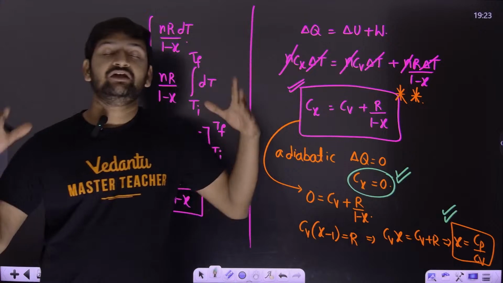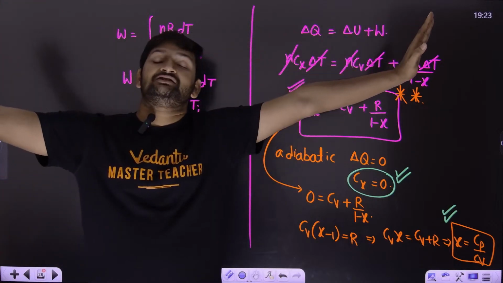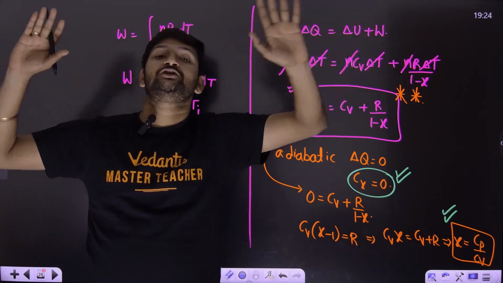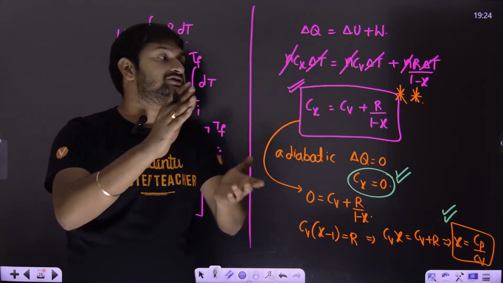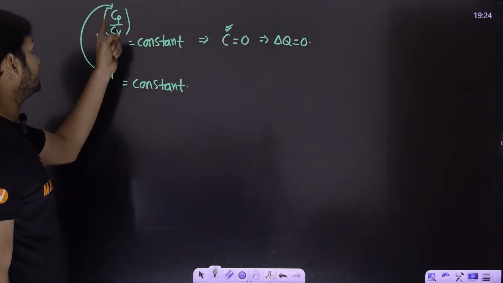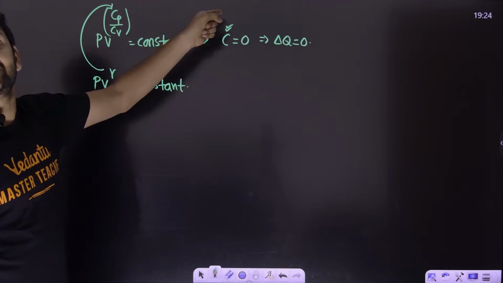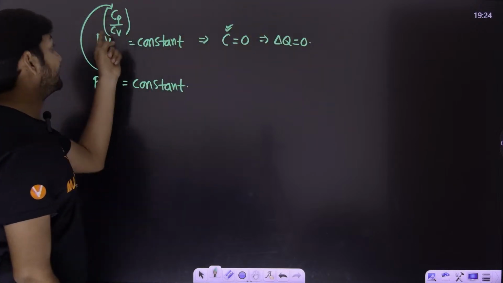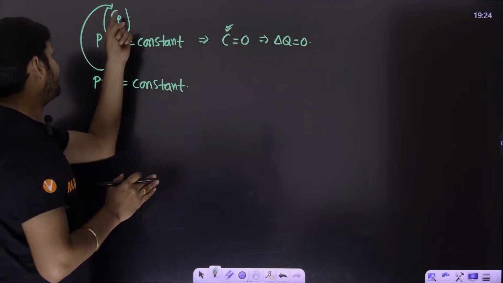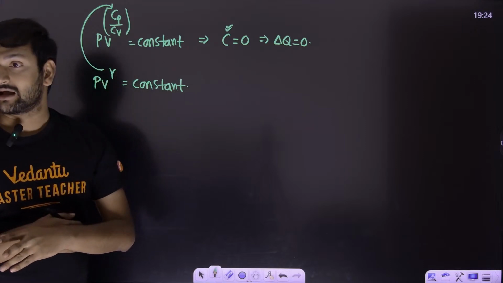I hope everyone understood. People didn't randomly wake up and say that gamma is Cp by Cv. Actually, if the ratio Cp by Cv is the power of PV, then C is 0, then delta Q is 0. Writing it like this is going to be tiresome. That's why people have introduced a new letter called gamma. That's it.